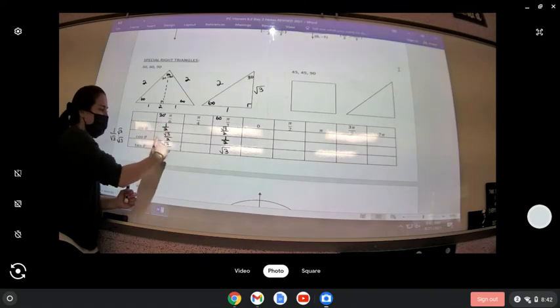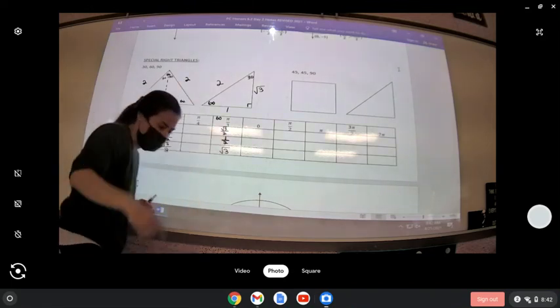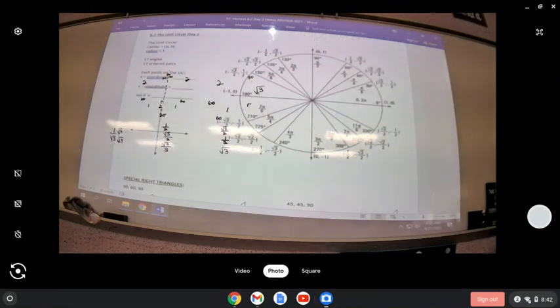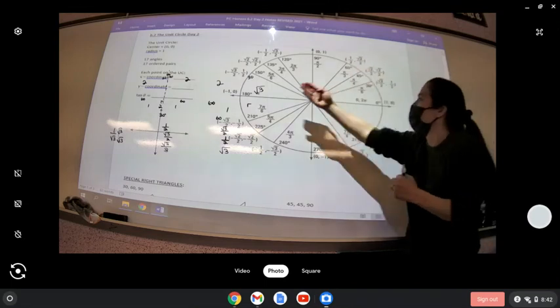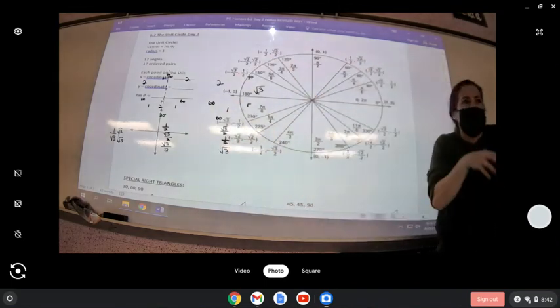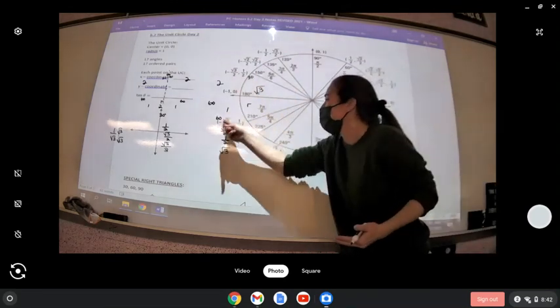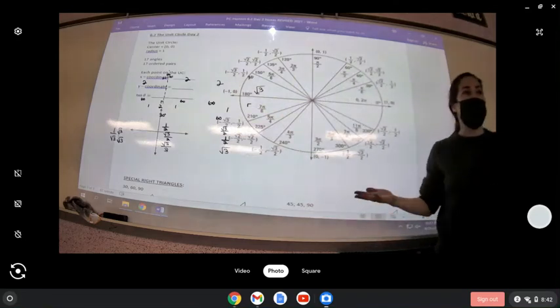Guys, look at these ratios. 1/2, √3/2. 1/2, √3/2. Look at your unit circle. Look at all your sines and cosines. Look at all your x and y coordinates. They're 1/2. They're √3/2, because that's what the sines and cosines of 30s and 60s are. So all of these x and y's are either positive or negative 1/2s or √3/2.